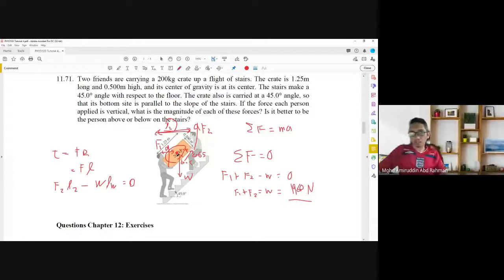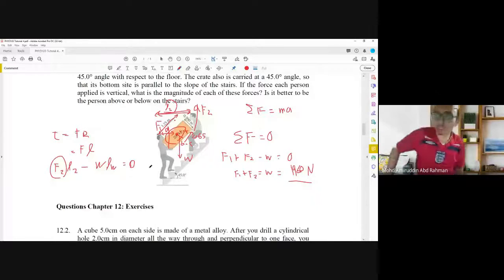So you take that 0.375 times the cos 45 for LW, and then divide with L2. So your L2 will be 1.25. You take all of that, 1.525 times cos 45, so you obtain your L2. Once you obtain that, you can get your F2. So your F2 is 590 Newton.